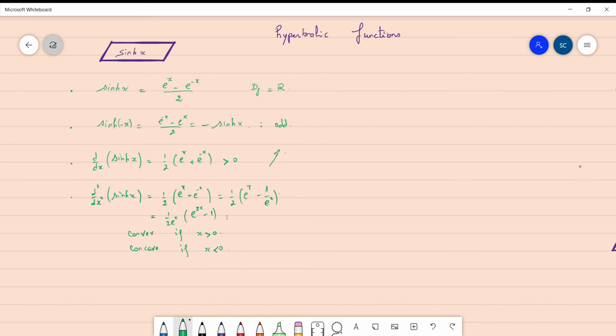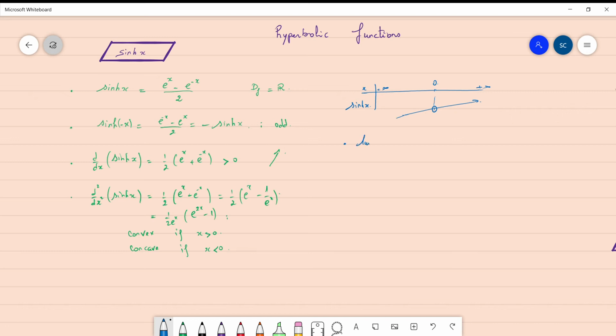Almost there. We need now, as usual, our small table. Let me change color here. So in my small table, my function is defined everywhere. Sinh x is an increasing function. Zero is an inflection point, it changes convexity, and at 0 the value is 0. Now I need the limit behaviors.